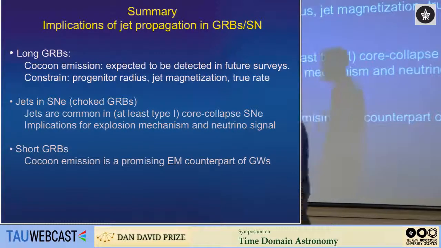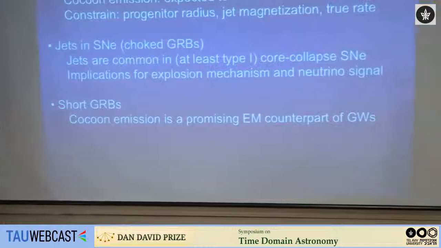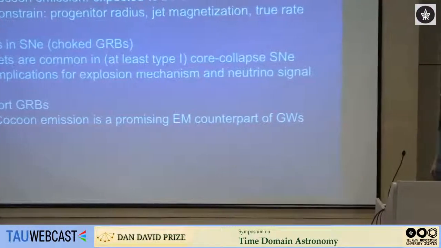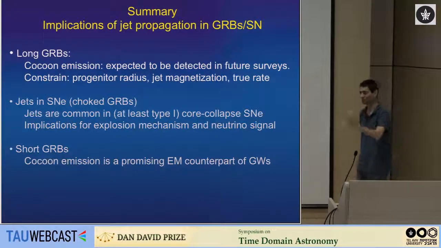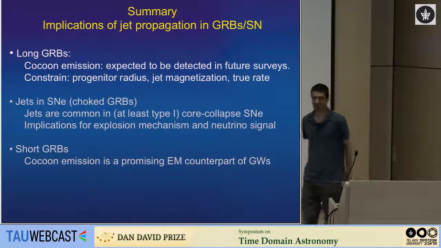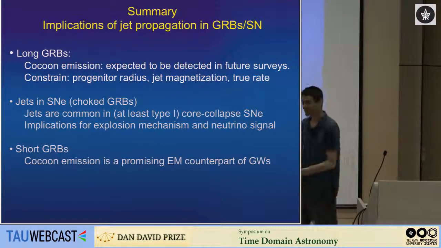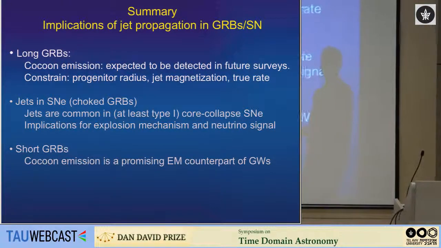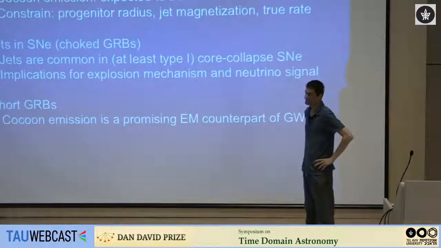And for short GRBs, the possibility is that there is a detectable signal here that will enable us to pinpoint the location, the electromagnetic counterpart of gravitational waves. And, well, it's a good point to conclude. Thank you very much. I'll take the first question, actually.